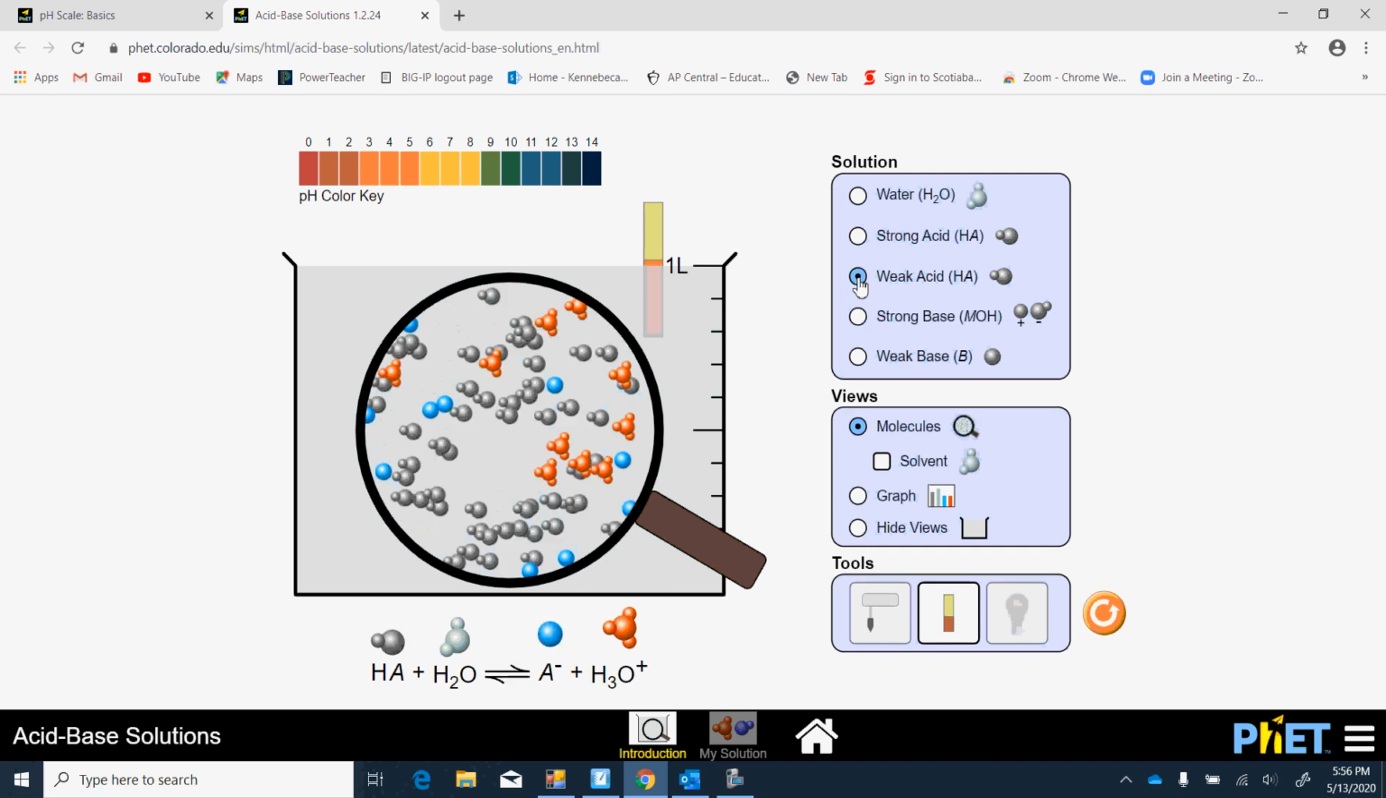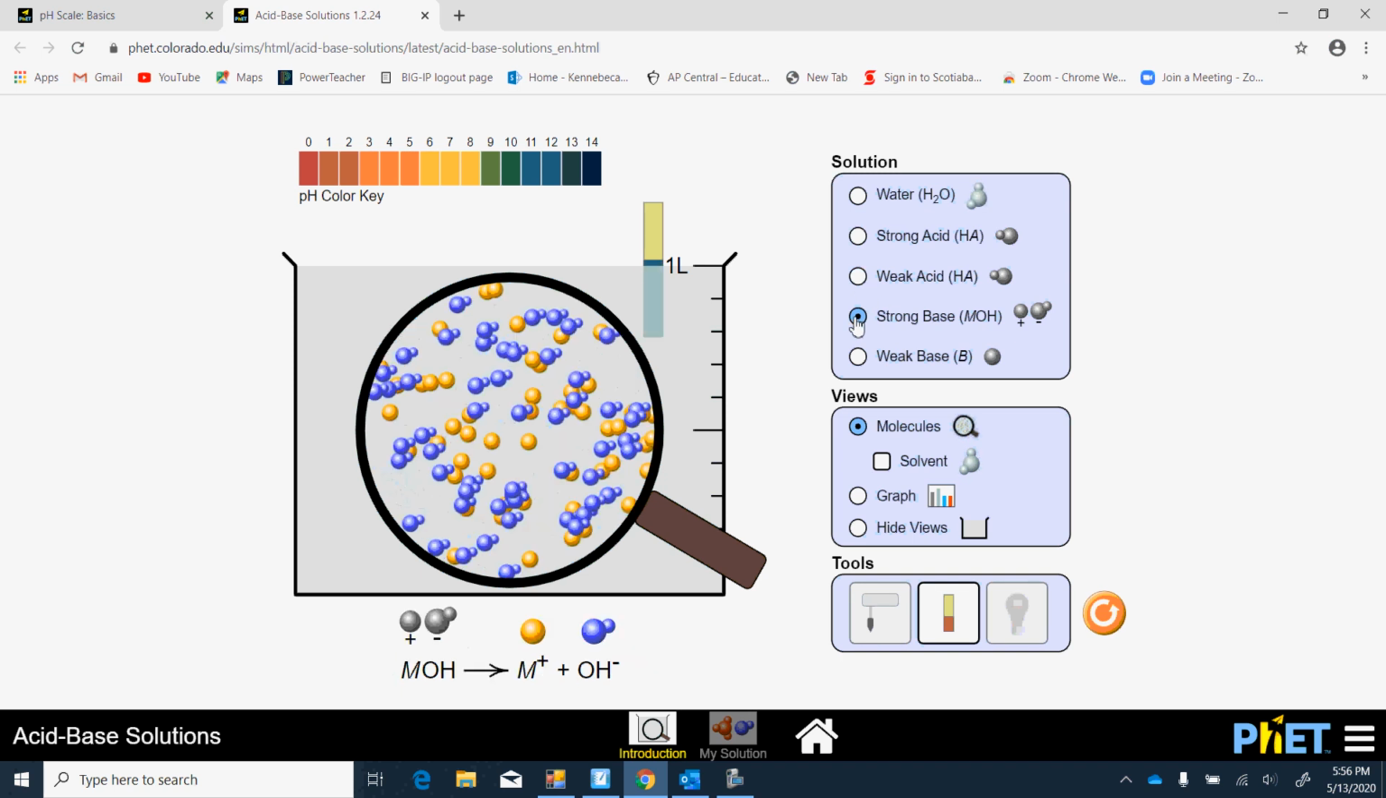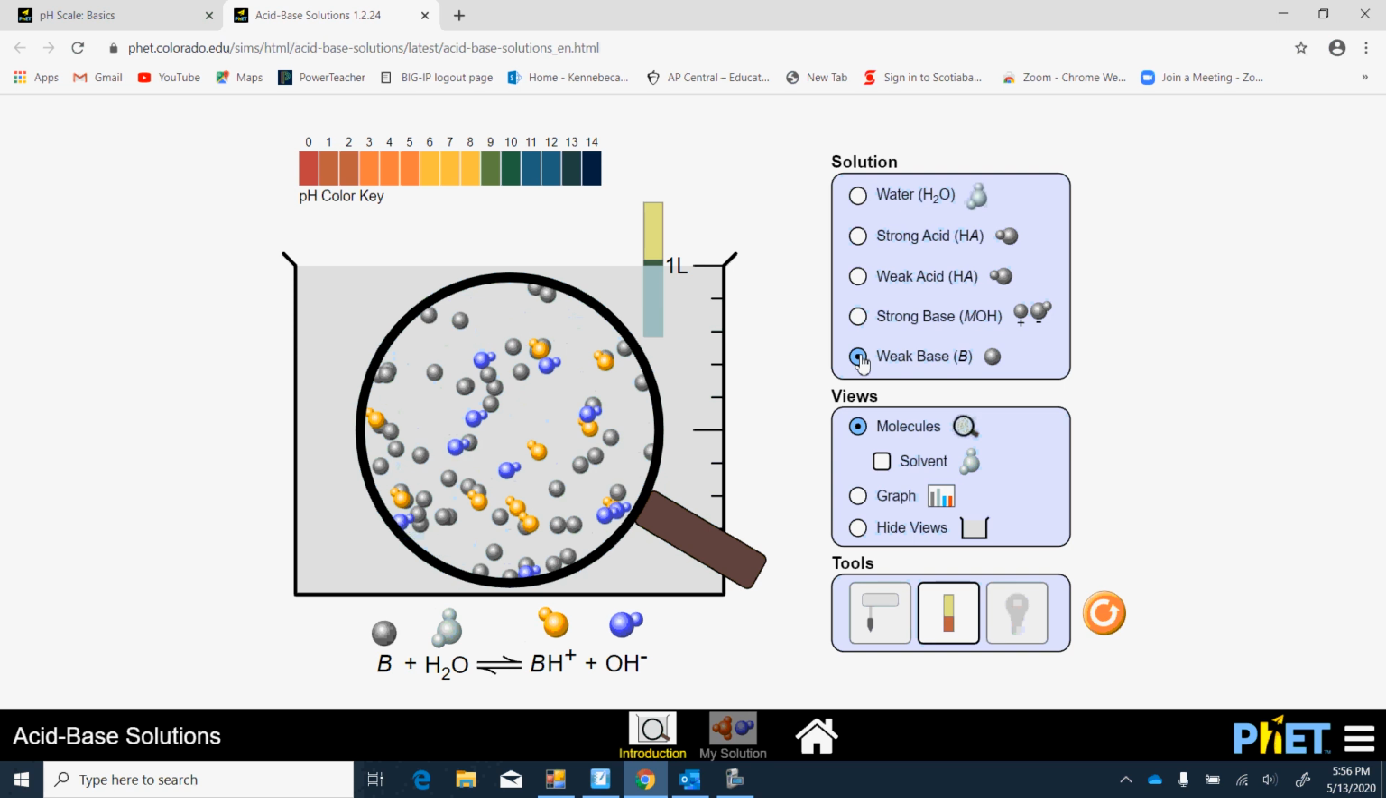Here you see an orange color, closer to 7. Here you see a blue, kind of a dark blue color for your strong base, up there with 12, 13, and 14. And a weak base, it's a lighter green down here at 9. So you can see this is not litmus, actually. This is called universal indicator, and you can see it has a different color for different pHs.